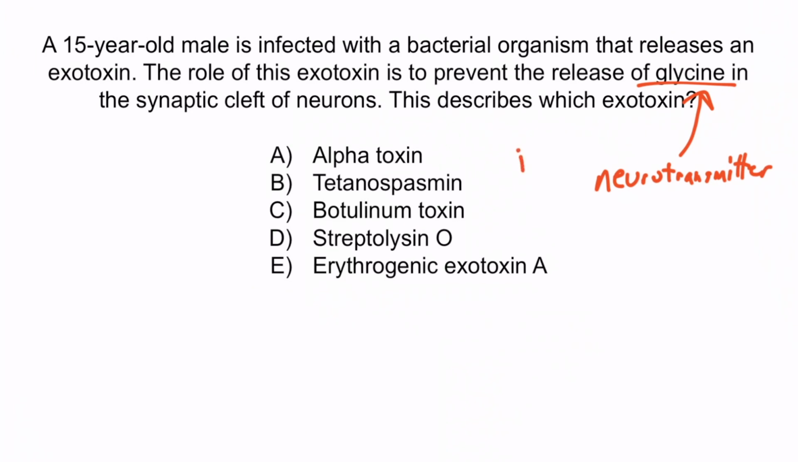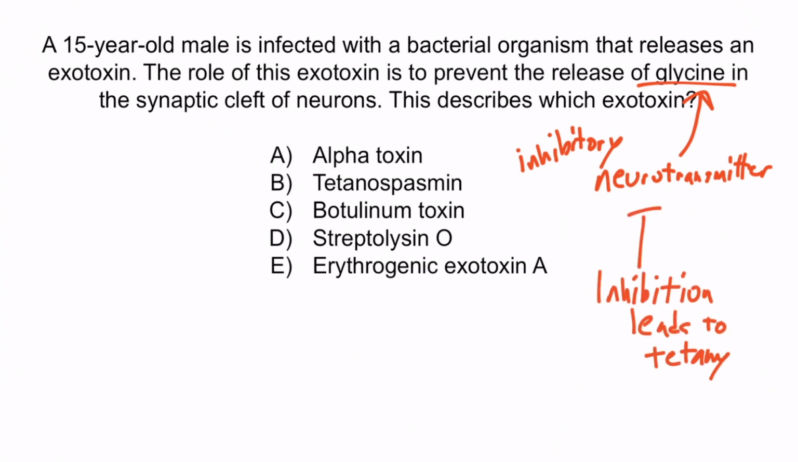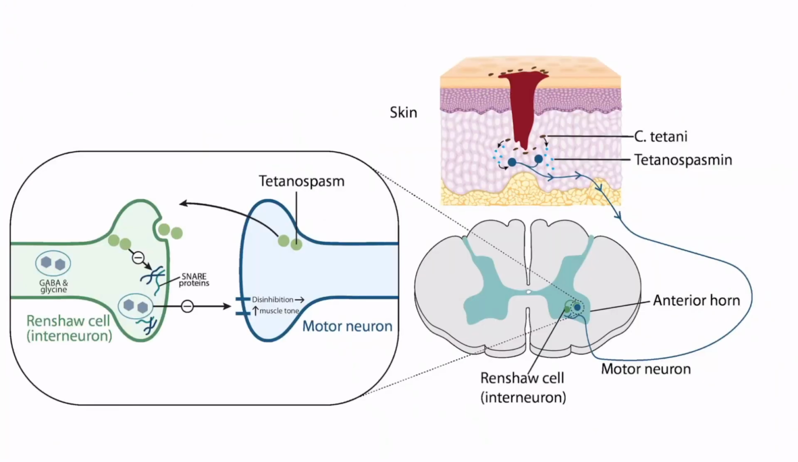Now, glycine is a neurotransmitter. Specifically, an inhibitory neurotransmitter. Therefore, preventing the activity of glycine would lead to overstimulation of motor neurons, or tetany. And the organism that produces this is Clostridium tetani. So the exotoxin we're dealing with is choice B, tetanospasmin. Recall that tetanospasmin prevents the snare proteins from releasing GABA and glycine. This leads to disinhibition and increased muscular tone.